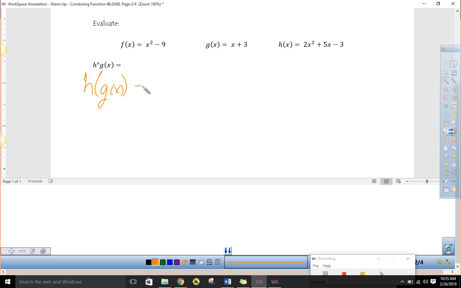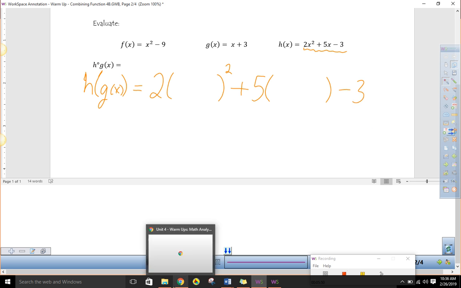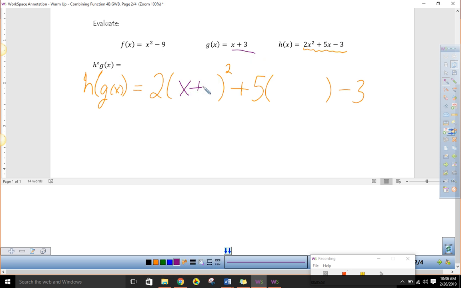All right, so which one of these is my outer shell? The outer shell would be 2x. Yeah, this guy, right? What was the trick that I showed you guys to make life a little easier here? The big open parentheses, yeah. So anywhere you see an x, get the big open set of parentheses. So 2 times something squared plus 5 times something minus 3. And then what is my something? That would be x plus 3. The x plus 3, good. What do you have to do to simplify this?